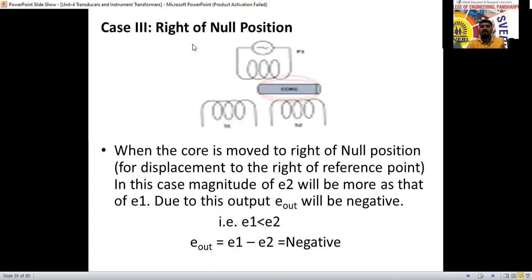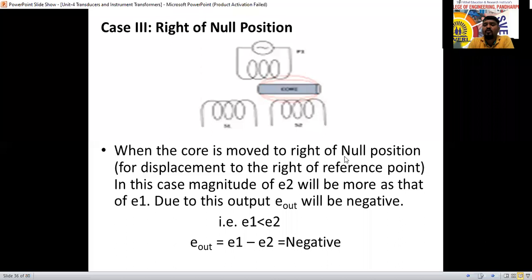The third case is the right of null position. Instead of the left side, when I push this core to the right side, the displacement we have done means the maximum flux linkage is on secondary S2. So in this condition, right of null position, E2 is greater than E1. Then what will be the output, positive or negative? Negative, because we already know the formula E1 minus E2. E2 is greater, and the E2 sign is minus, so we are going to get the negative output.